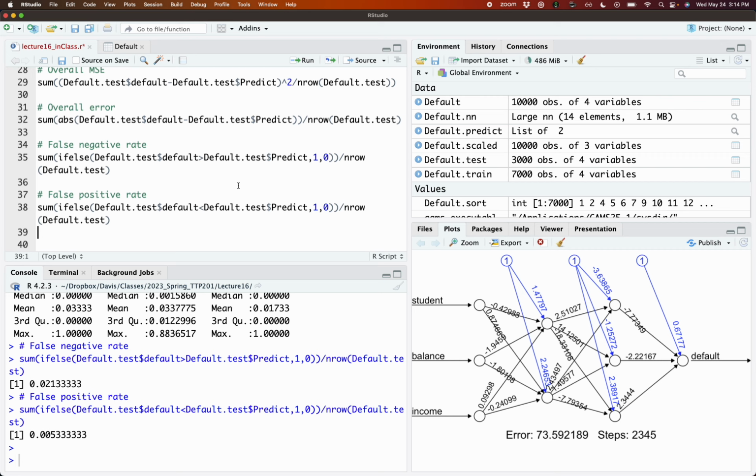Okay, so for the last half of class, I want to lean a little bit more into this and show a more interesting example of some of the capabilities.